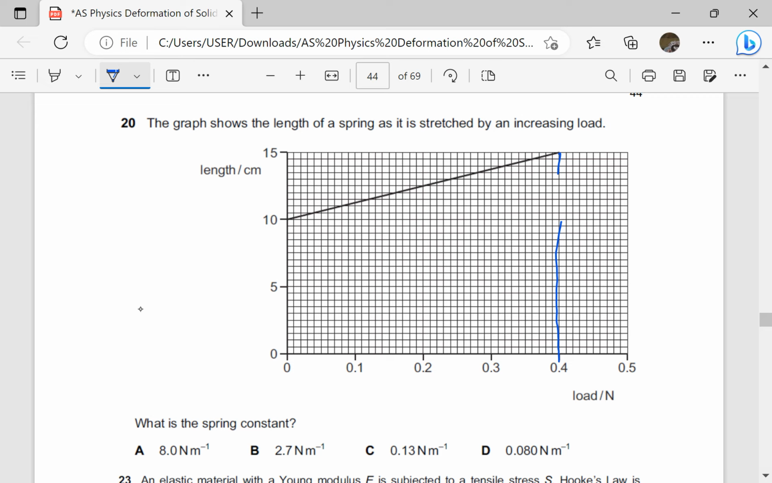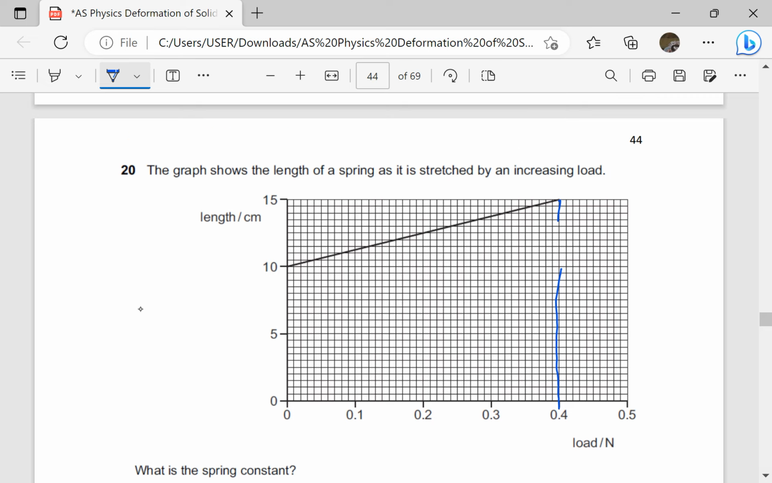The load increases from 0 to 4, and the length increases from 10 to 15. So it means the spring constant, by Hooke's law, is going to be the change in the force divided by the change in the length, or divided by the extension. So this is going to be 0.4 minus 0, of course, divided by the change in length, which is 15 to 10, which is going to be 5 times 10 power negative 2.